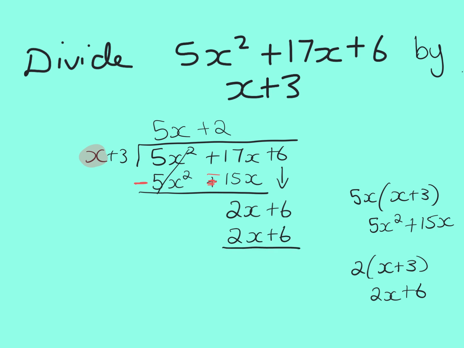You can change your signs now, or going forward you're going to be able to just see that the moment you change your signs you get 0. So you can just write 0 underneath. And this is my answer, 5x plus 2.